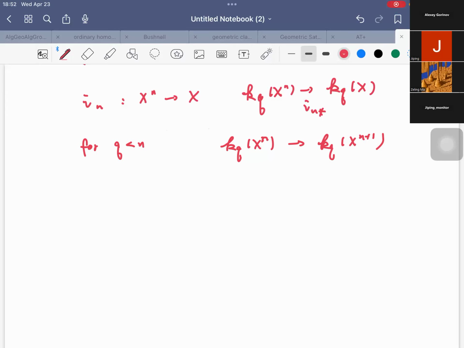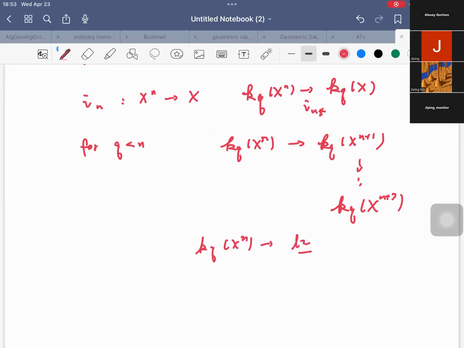So all maps, starting from the one going from xn to xn plus 1, stabilize, which means the direct limit is actually kq of xn. On the one hand, on the other hand, it's kq of x. Yes, this is a KQ of x plus something bigger. Okay, so this works for homology.